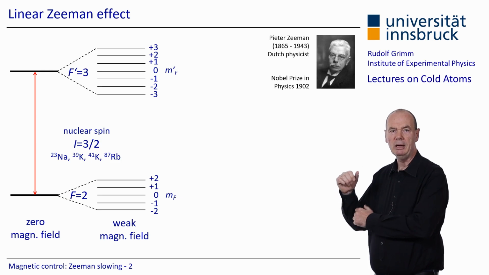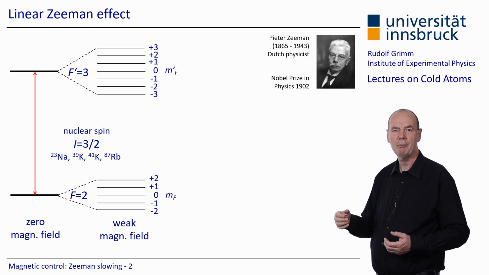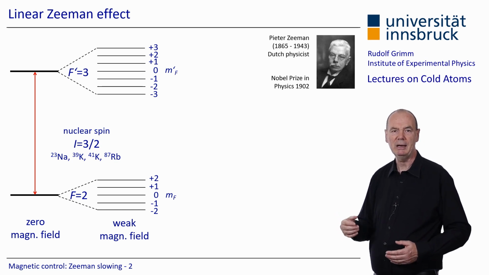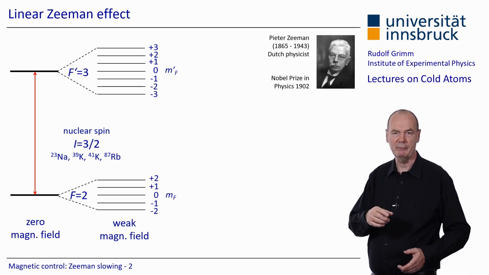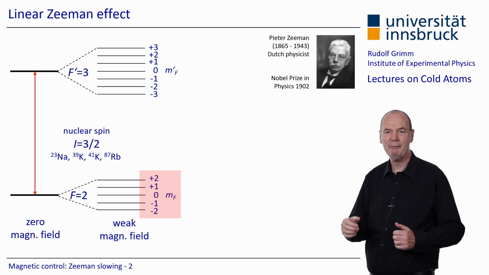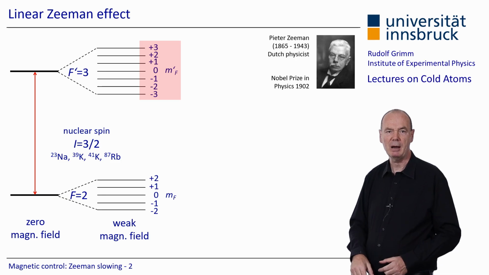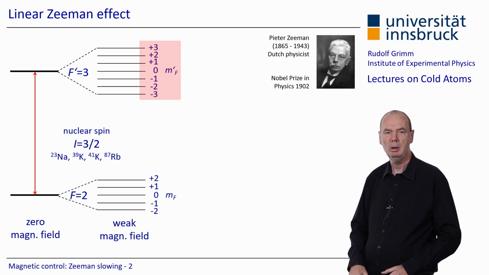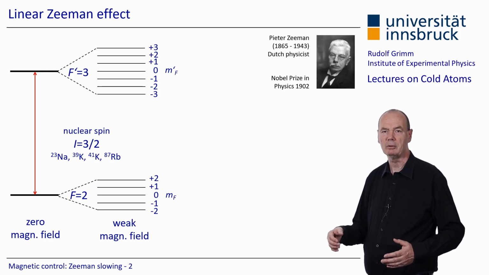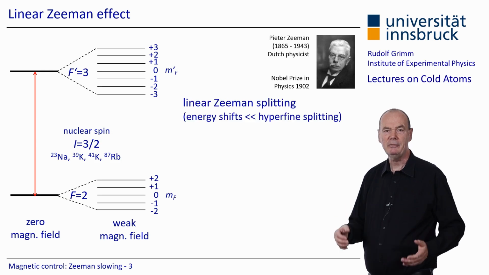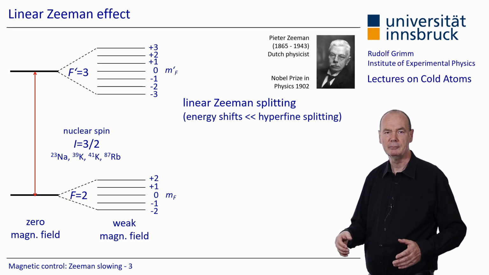In a magnetic field, a state with total angular momentum F splits into 2F+1 different substates, with the magnetic quantum number mF going from -F to +F. This gives us 5 sublevels in the F equals 2 ground state and 7 sublevels in the F prime equals 3 excited state. If we now assume that the energy shifts caused by the magnetic field remain small as compared to the hyperfine splitting, then the Zeeman effect is linear with level shifts proportional to mF.